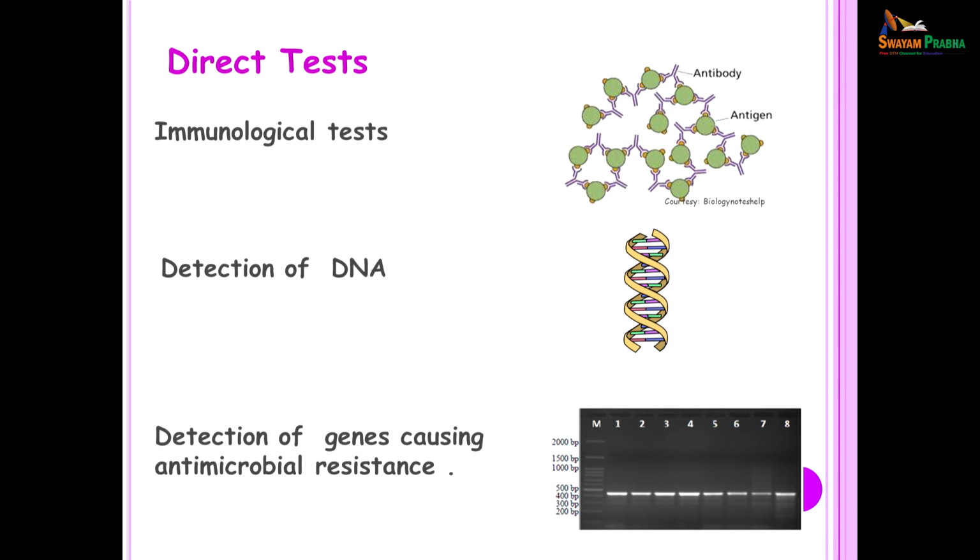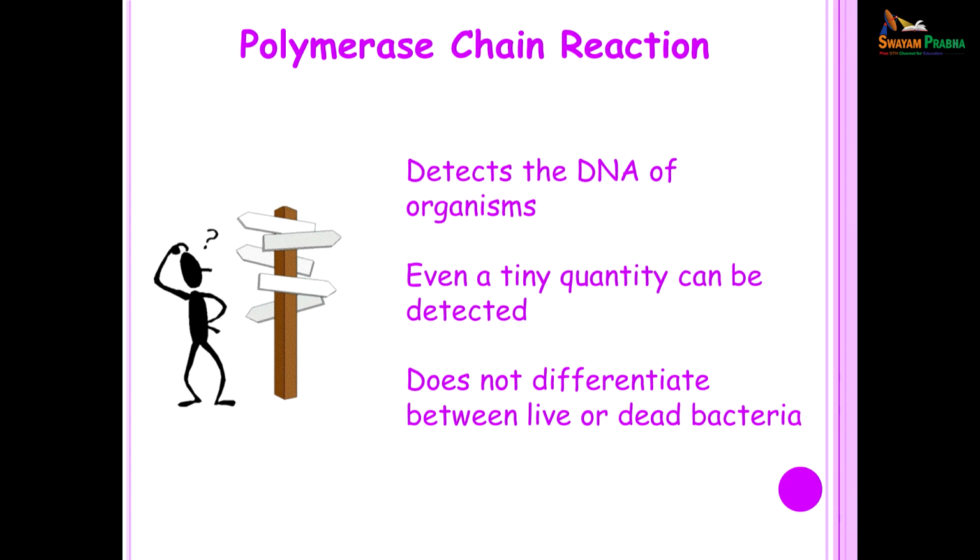So, let us get back to the first few slides where I was talking about direct tests. I have spoken to you about the immunological tests. I will now tell you about detection of DNA, which is done by the nucleic acid amplification tests. Over here we use what is known as the polymerase chain reaction, PCR. Now, PCR is a test which detects the DNA of organisms. The advantage of the test is that it can detect DNA even if it is present in very small quantities.